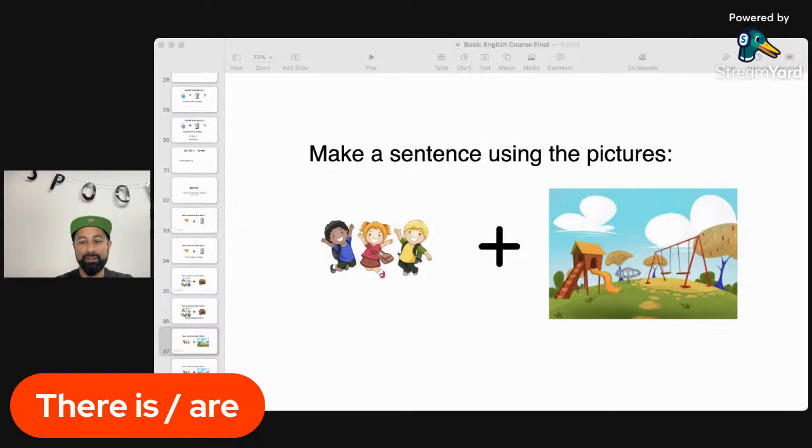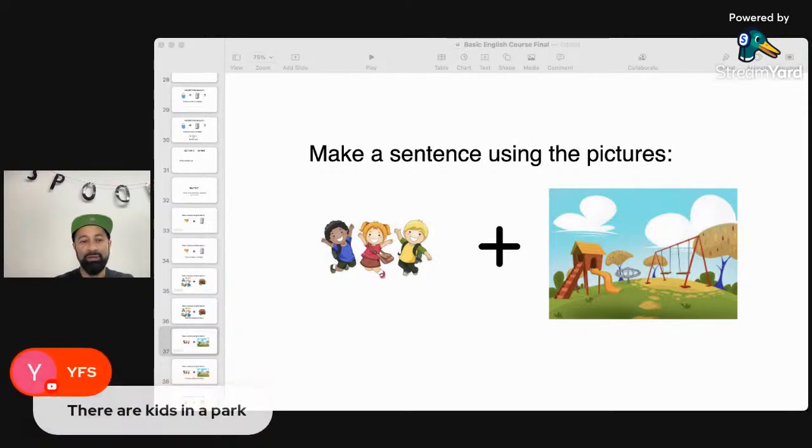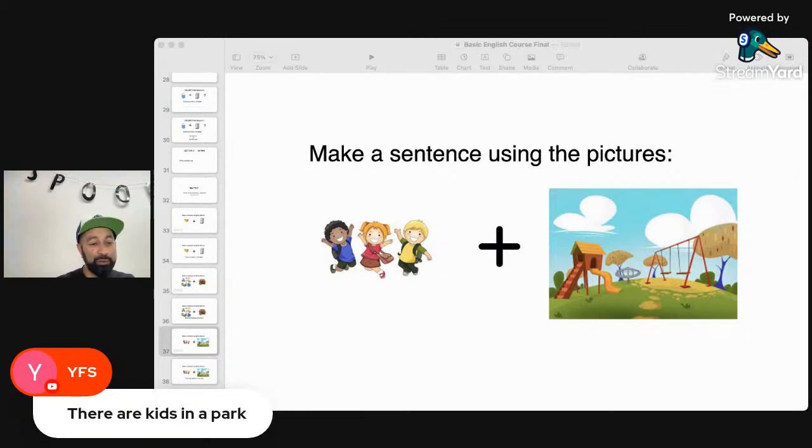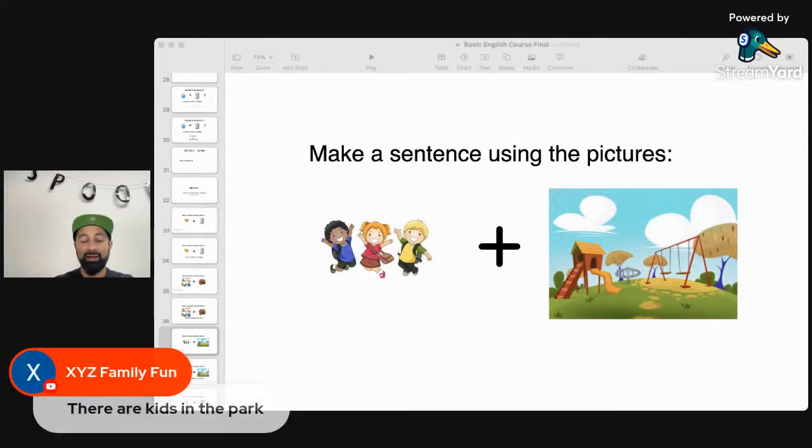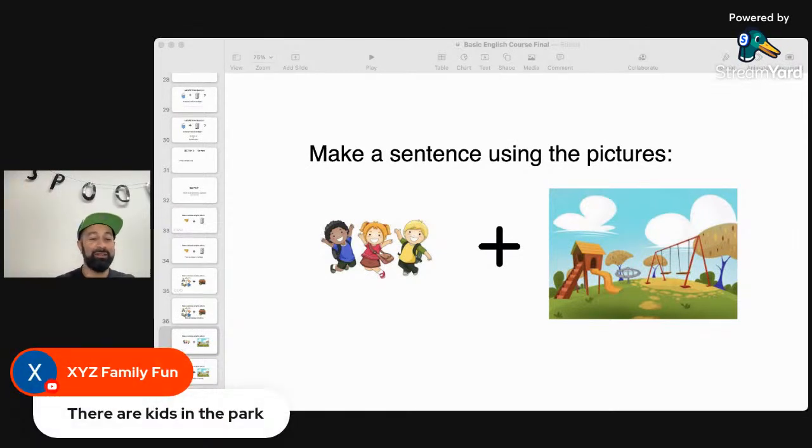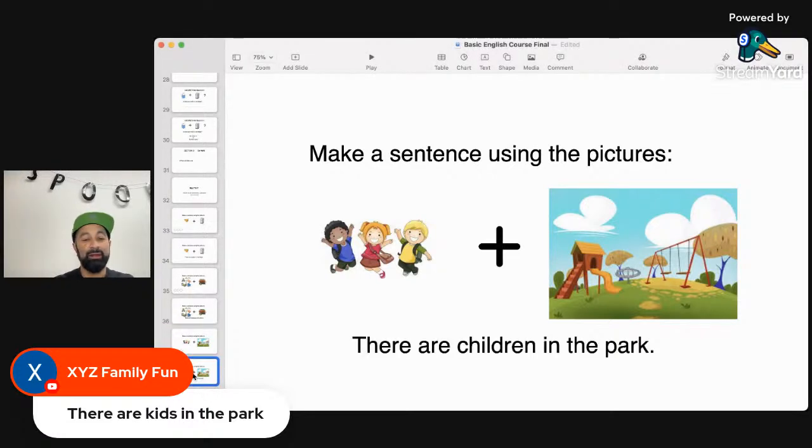So here we've got the noun on the left side and the location on the right side. YFS has an answer: There are kids in a park. All right, so you've used the noun kids. It's a countable plural noun, you believe. So you've put there are. XYZ has the same answer: There are kids in the park. All right, kids, is that countable? Is it uncountable? I've used the word children, and children and kids are both countable. All right, so there are children in the park.